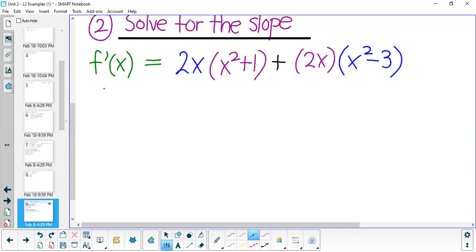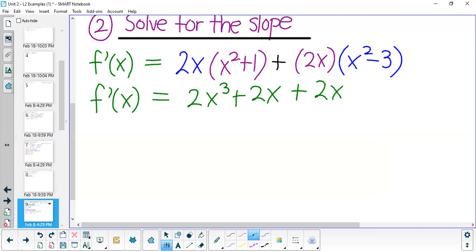Just because this is a longer question, I do not want to sacrifice what I have learned about applying the distributive property. So I have 2x cubed plus 2x plus 2x cubed minus 6x. Oh, what happened there? 2x, try writing that again. 2x cubed plus 2x plus 2x cubed minus 6x.